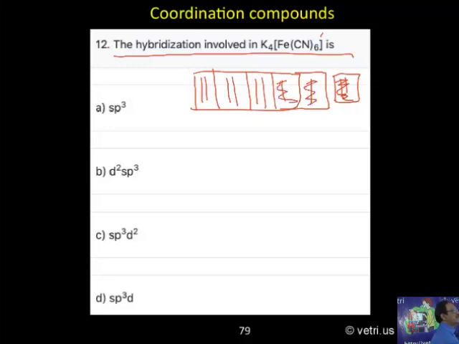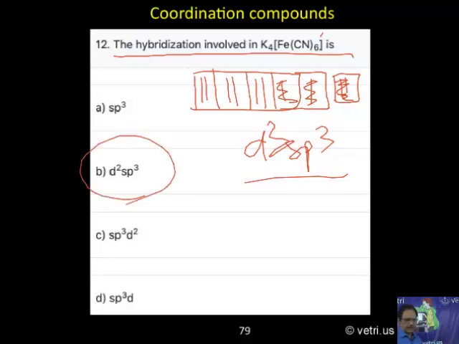Here it is empty. So d2sp3. Where is d2sp3? Option B. Look at that. Answer is B, not C. d2sp3, inner orbital complex. d2sp3 is the hybridization.